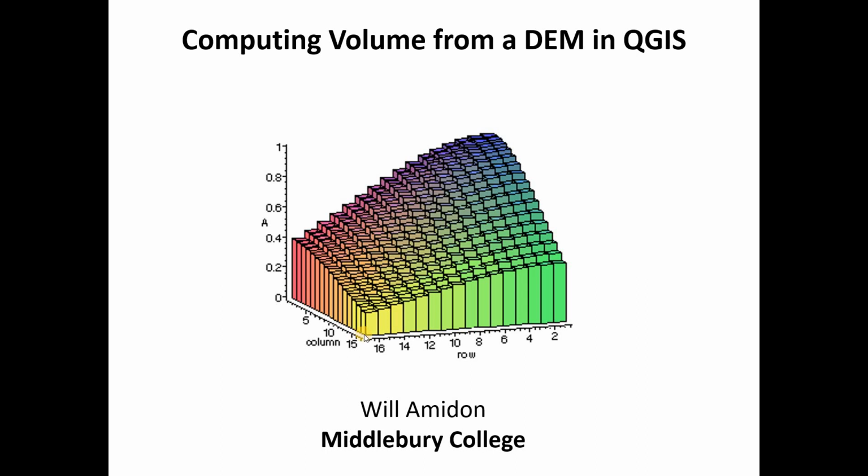Each pixel has the exact same length and width at the base, and they all have different heights. So we're going to compute the volume of each rectangle as length times width times height. Then we're going to sum up all the rectangles as an integral to estimate the volume.